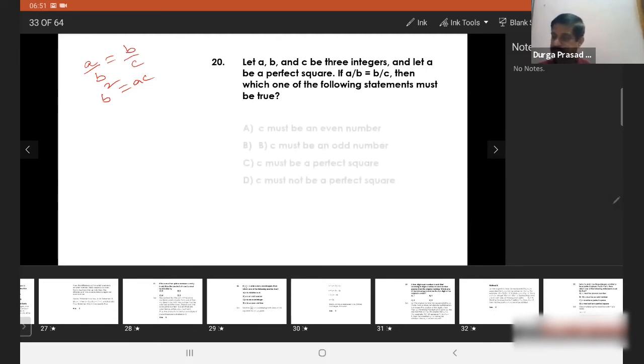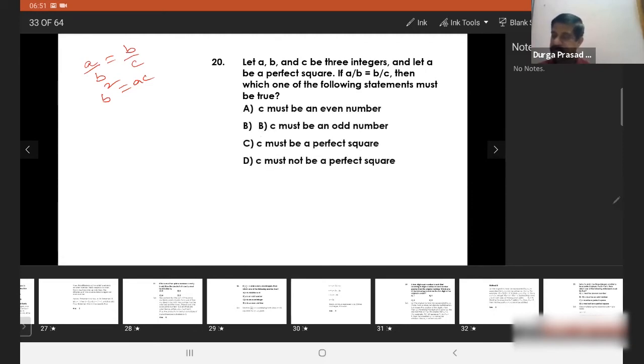Now look at this. C must be an even number. Why should C be an even number? Is it compulsory? Suppose you take 16. 16 is 4 square, so B is even. If this is the case, it can be written as 2 into 8. Or if this is the case, you are getting C as even only.